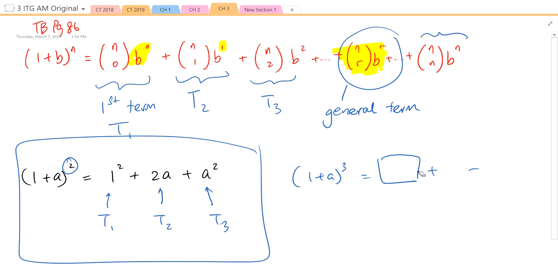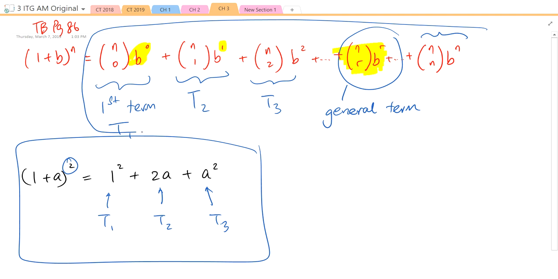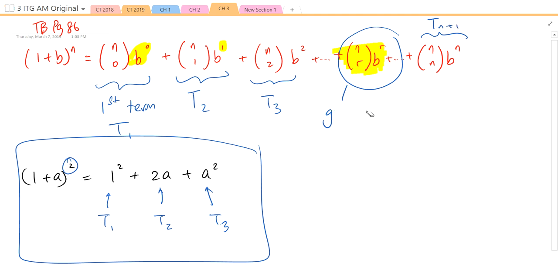Okay, so in this case, how many terms do you think there will be over here? Total? n plus 1 terms. Okay, so this is known as my T(n+1). Okay? Then my general term. What shall I call it then? T what? Is it Tr? Look closely. Is it Tr? Is it Tn? No. Tn will be the second last term. Tr plus 1. Why is there a plus 1?